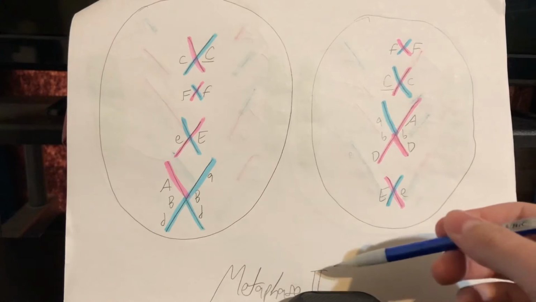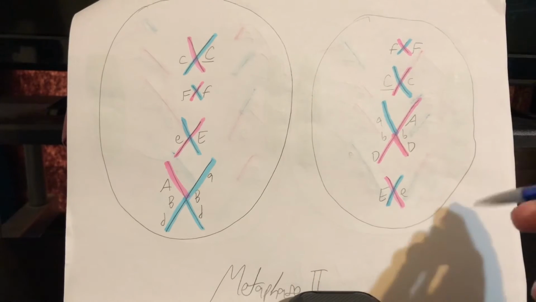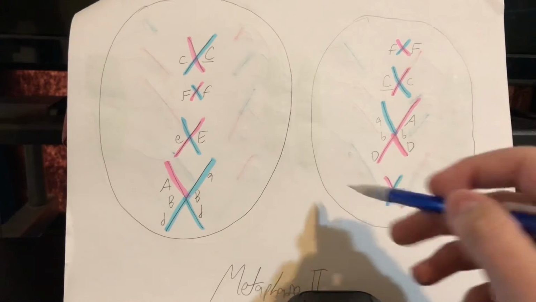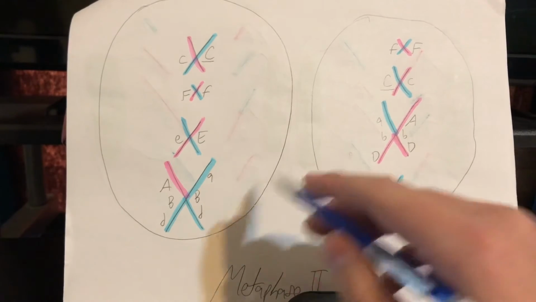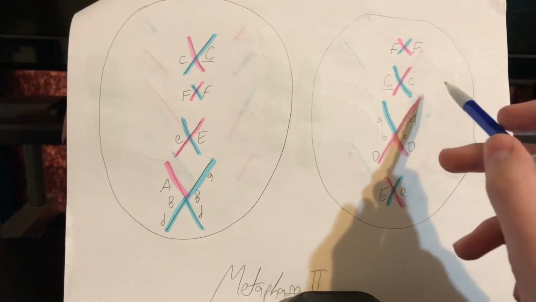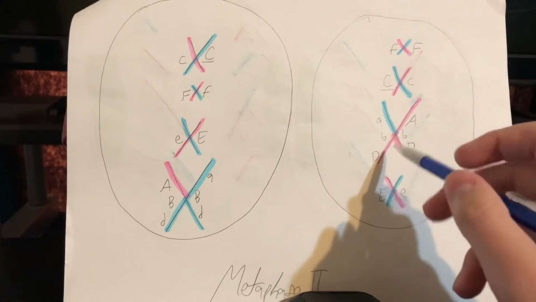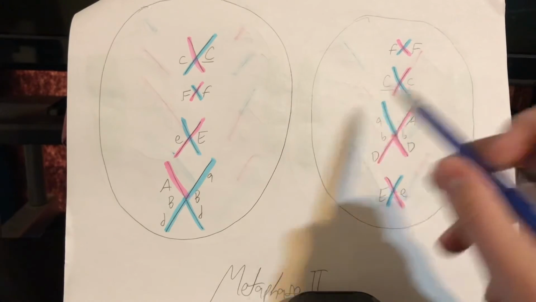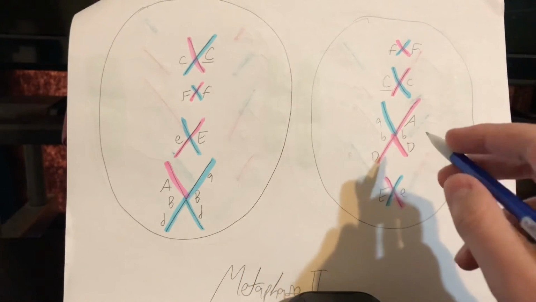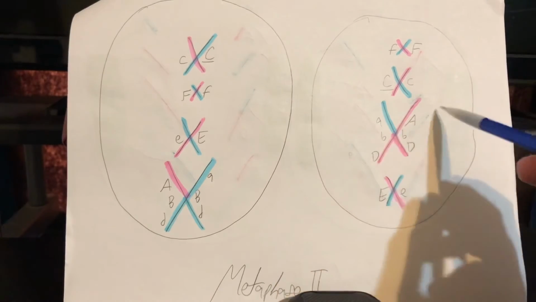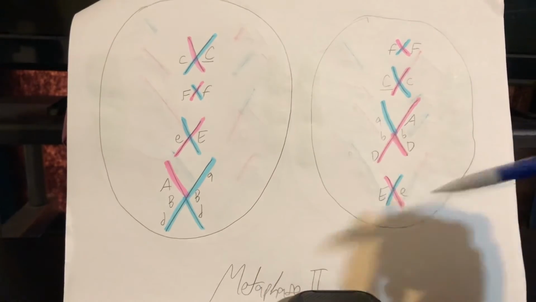The next step is metaphase 2. In metaphase 2, the chromosomes line up in the middle as in metaphase 1 of each cell. However, they are not homologous pairs, but they do independent assortment because the chromosomes are randomly lined up in the middle of each cell.